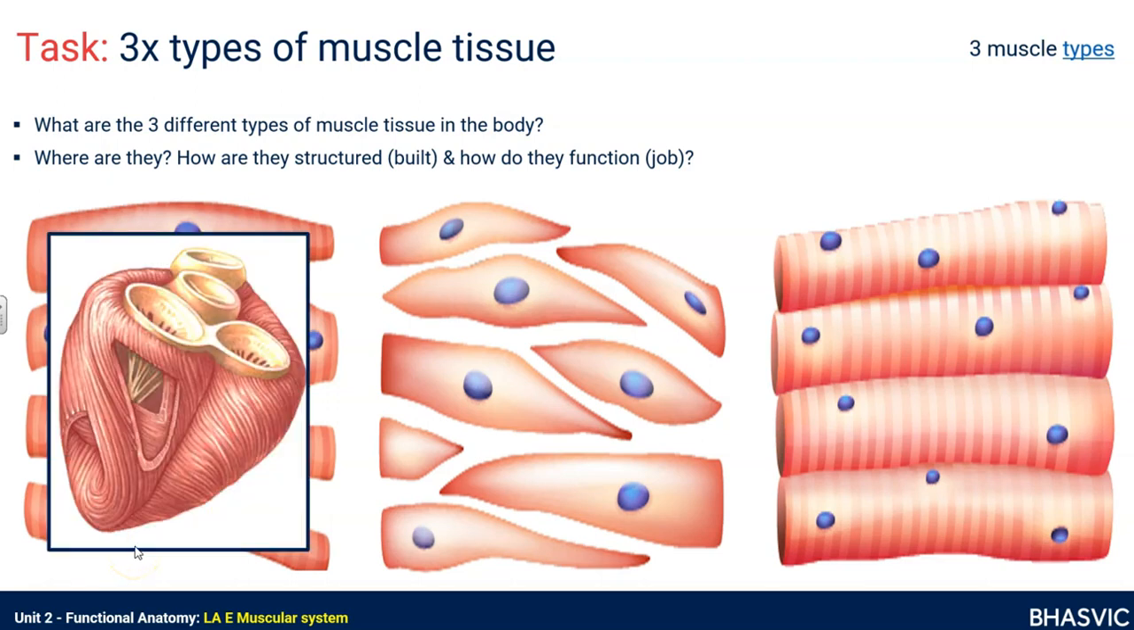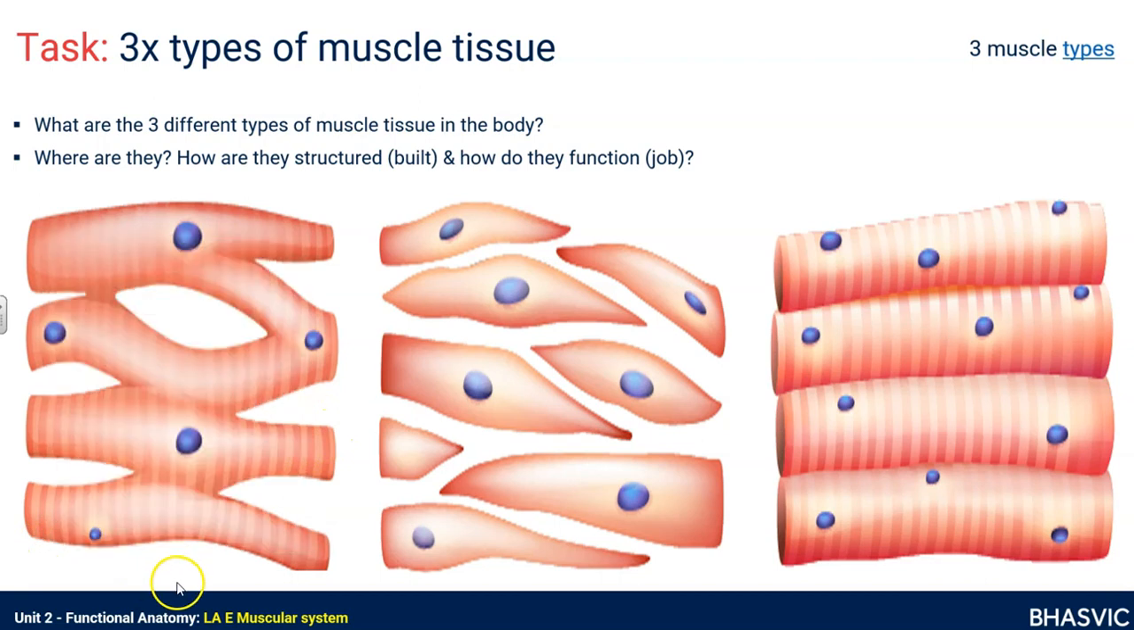The first type on the left, so this is cardiac muscle tissue. And I'll give you some detailed information in a moment about that. But you only find cardiac muscle tissue in the walls of the heart chambers. So this cardiac, kind of by the name, you could guess that. Cardiac muscle tissue, very specialized muscle tissue, only found in the walls of the heart.